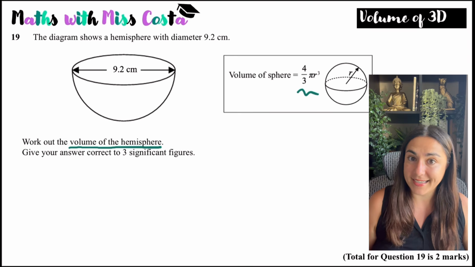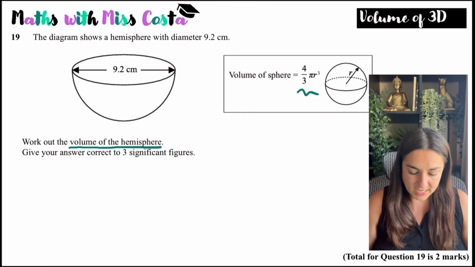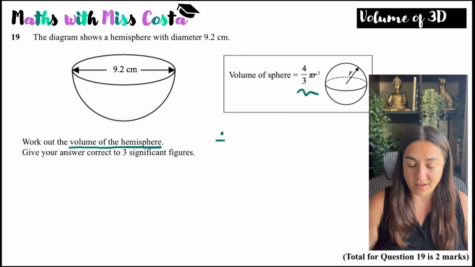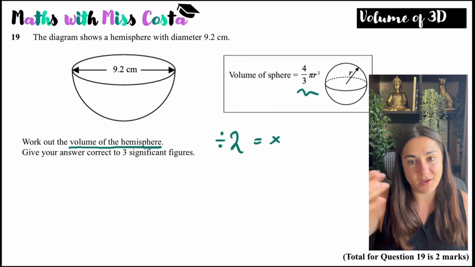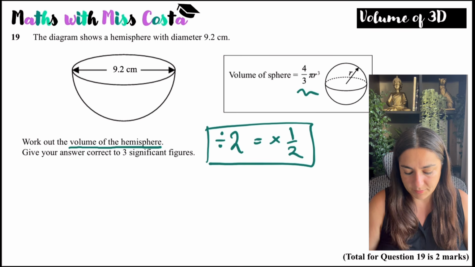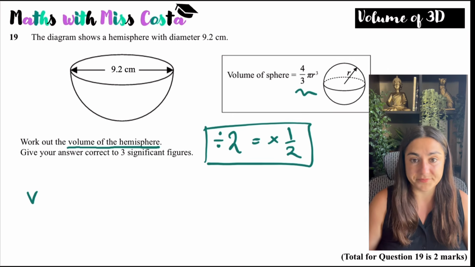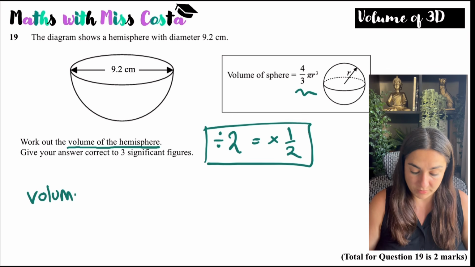They have kindly given me the formula for the volume of a sphere. So all I need to do is half it. Now there's a few ways you can do it. You could work out the volume and then half it, or you know that dividing something by 2 is the same as multiplying it by a half, so you could incorporate that into your thing, whatever you want to do.